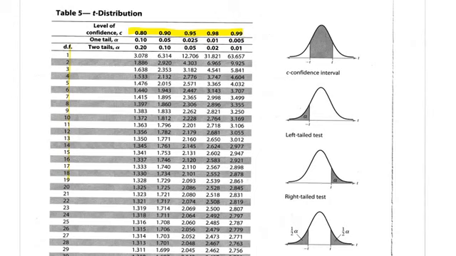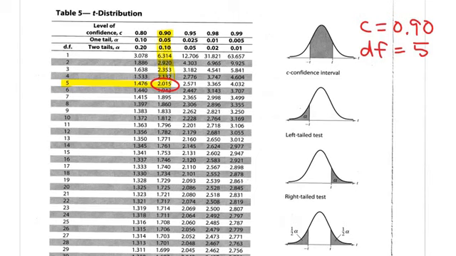Now let's calculate the critical value that we need for this particular problem. In this problem, our level of confidence is 0.90, and our degrees of freedom we calculated was 5. So I'm going to find my confidence level of 90 and my degrees of freedom of 5. Where these two intersect is going to be the t critical value, and that's 2.015.